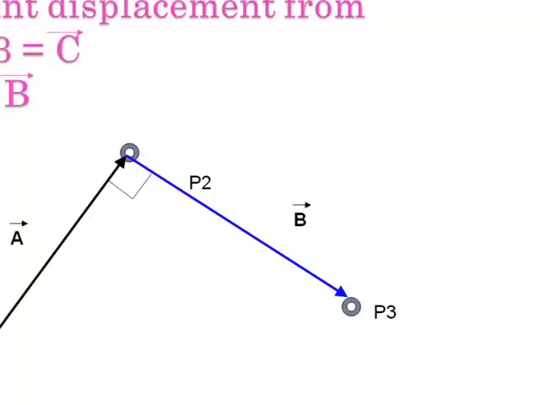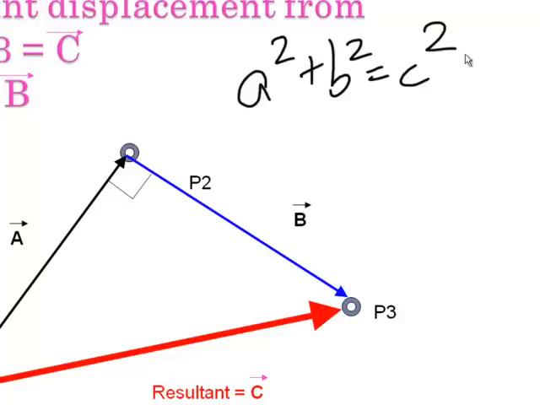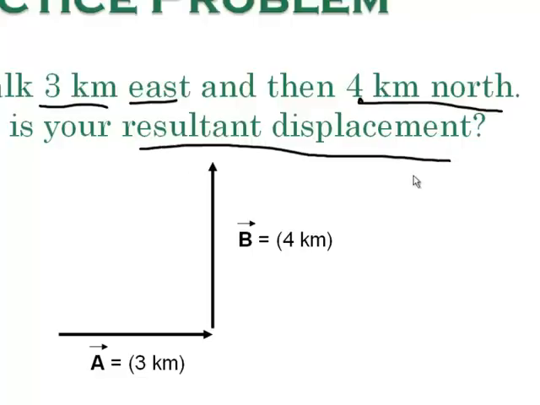Now, if they're not parallel and they're at right triangles, I think it's okay to say we can do a squared plus b squared equals c squared. We're going to help you figure out what to do when that's not the case. You walk 3 kilometers east and then 4 kilometers north. What is the resultant displacement? Write this down in your comp book and actually do it.